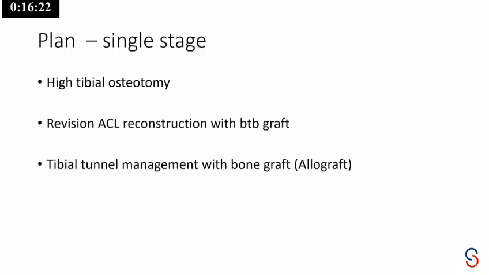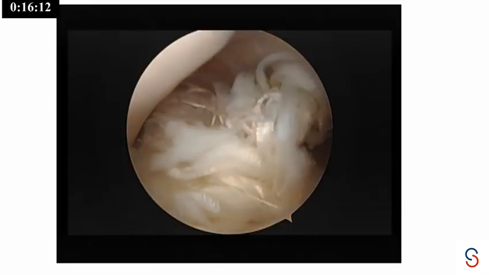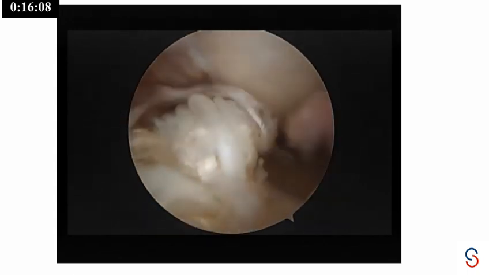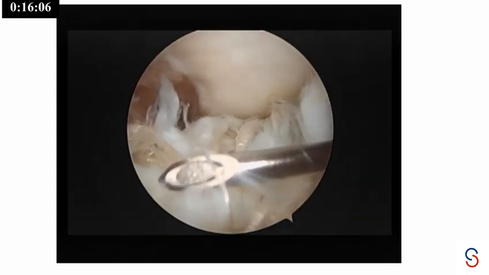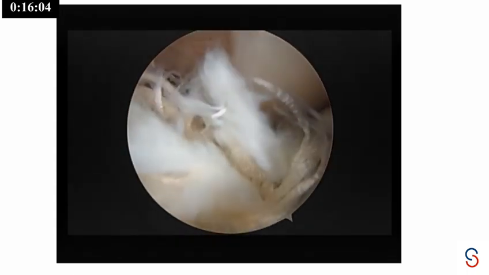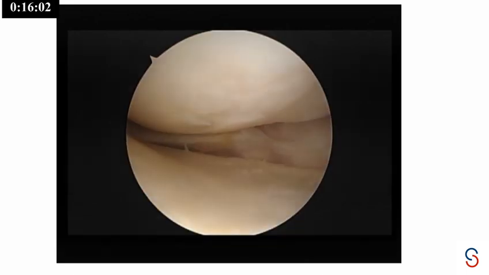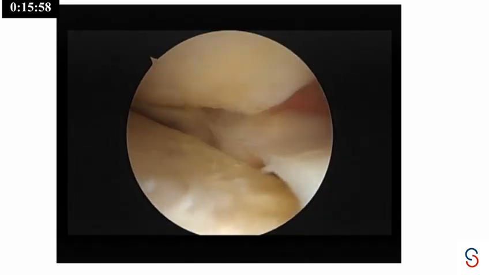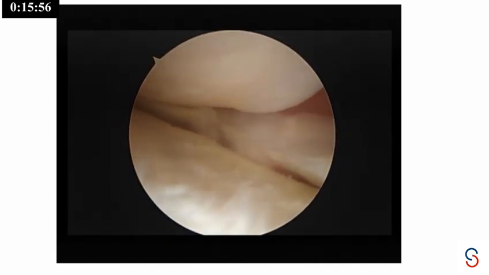Our plan here was a single-stage procedure: high tibial osteotomy, revision ACL reconstruction with the BTB graft, and tibial tunnel management with the allograft. Intraoperative arthroscope, we can see here the ACL fibers are completely torn. Moderate medial compartment OA, meniscus with a little bit of degenerative changes. I would put this as a grade 2 OA on the medial compartment.